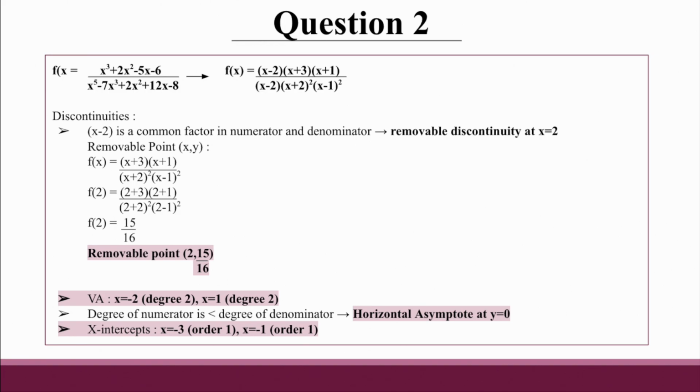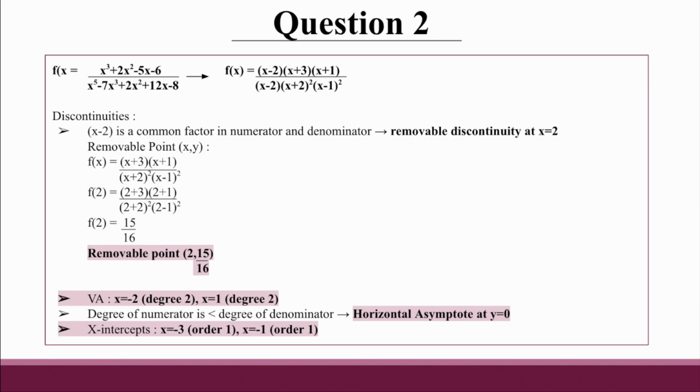With this factored equation, we can see a common factor of x minus 2 in the numerator and denominator. The 0 of this factor is x equals 2. Plugging 2 for x into the equation, we can see that f of x is 15 over 16. Therefore, there is a hole at this point.